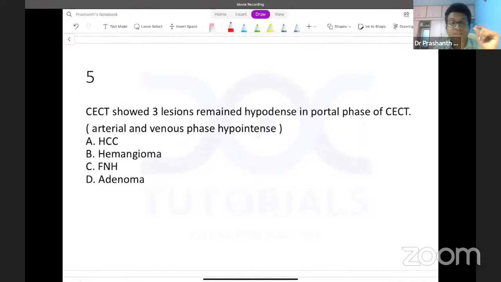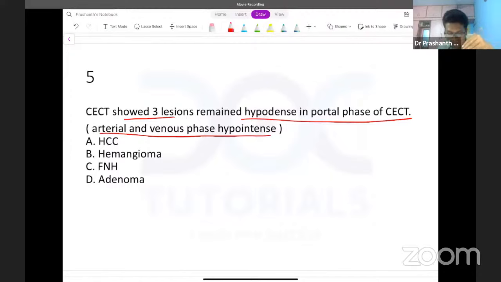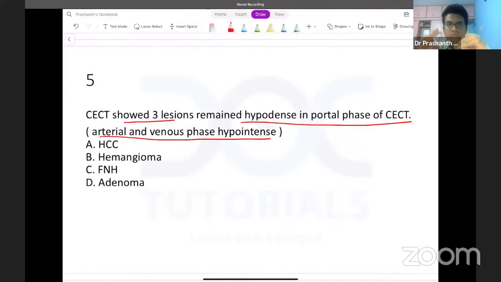Next is, a CECT shows 3 lesions which remained hypodense in the portal phase of CECT. Arterial and venous phase were hypointense. So what they're telling is there were 3 lesions. They were hypodense in the portal phase of CECT, and arterial and venous phase also, they were hypointense. That means there can be different ways of approaching it. Again, in this particular question, using the previous theory, you see the lesion and try to identify. Here, there is no CT picture for me to discuss what exactly was being asked, but probably arterial and venous phase hypointense means there is absolutely nothing happening with the tissue. So I think this question has been a little on the wrong side, where it was not clear what was being told. Arterial and venous phase hypointense is very difficult to tell what exactly it is. So probably the question is wrong.